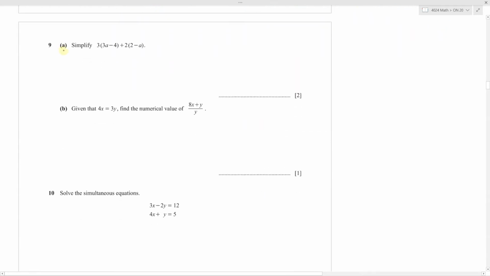Question number 9, part A, simplify this expression. So I can open the brackets, multiply this 3 inside. So this will be 3 times 3, 9a, minus 4 times 3 is 12, plus 4 minus 2a. So 9a minus 2a will be 7a, minus 12 plus 4 will be minus 8. So your answer is 7a minus 8.